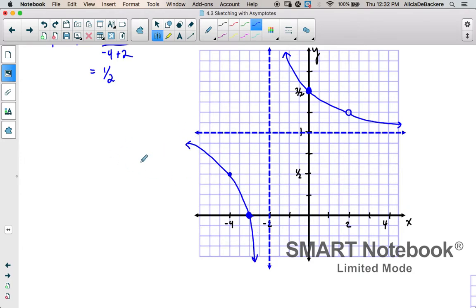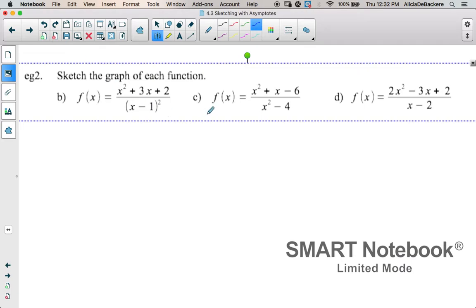And there, I'm done my graph. All right, moving on to the next question. We're going to be looking at this equation here now. Again, I'm going to start by looking for holes.